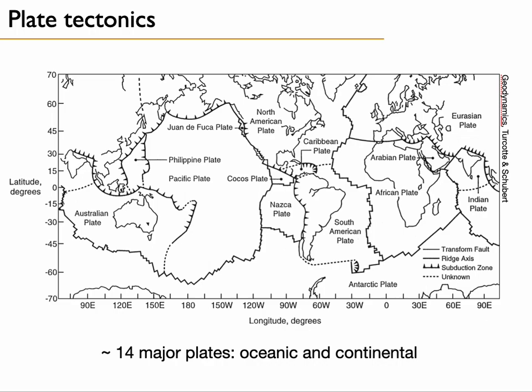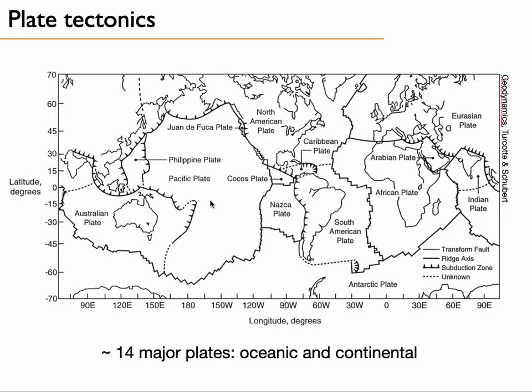As you already know, the surface of the Earth can be divided into several plates. On this diagram, you see 14 major plates, which are of both oceanic and continental nature. For example, here in the middle, you see the South American plate, which contains a continental block, as well as a part of it which is oceanic. It is separated from the African plate by the mid-ocean ridge here in the South Atlantic.